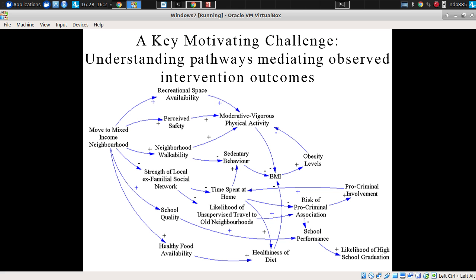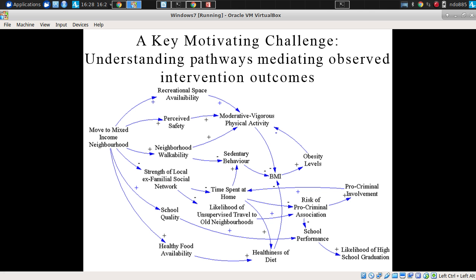Others have hypothesized the changes in obesity levels amongst teenage girls, for example, seen in Moving to Opportunity, may have been significantly mediated by availability of healthy foods, so changing to a new food environment and the healthiness of the diet. Others have pointed to the time they spend at home with the social networks cut from the old neighborhood or lessened.